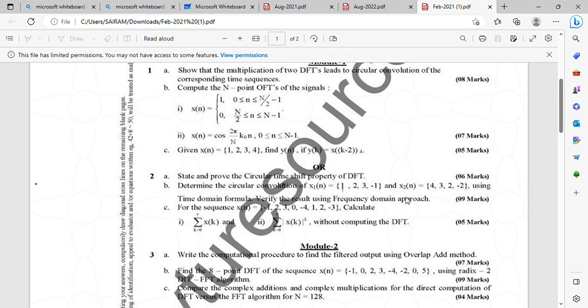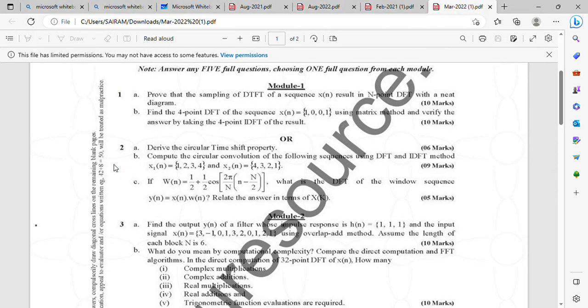This also we are going to do. And in the last question paper, it is asked to find out the DFT and IDFT using only the DFT and IDFT method, and these two are the sequences, right?